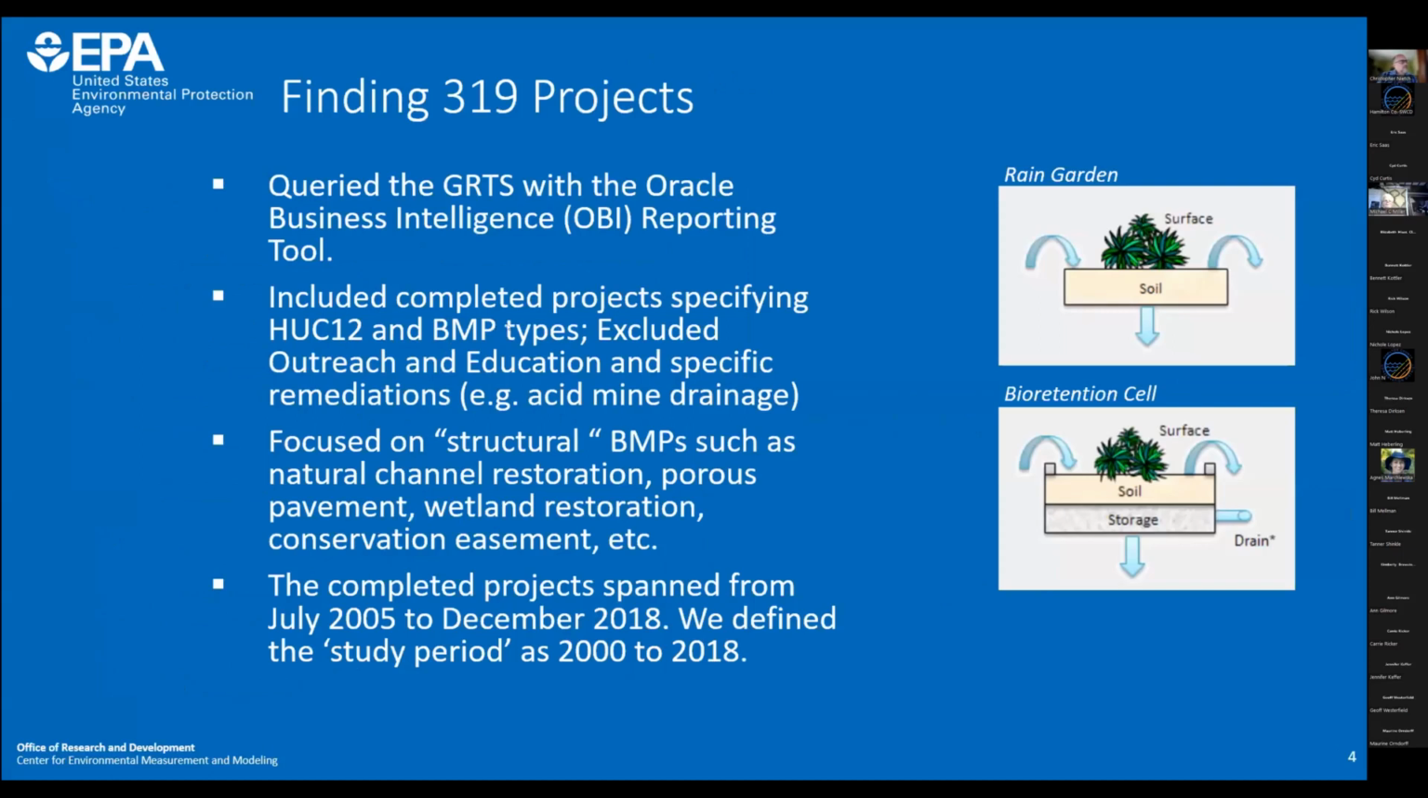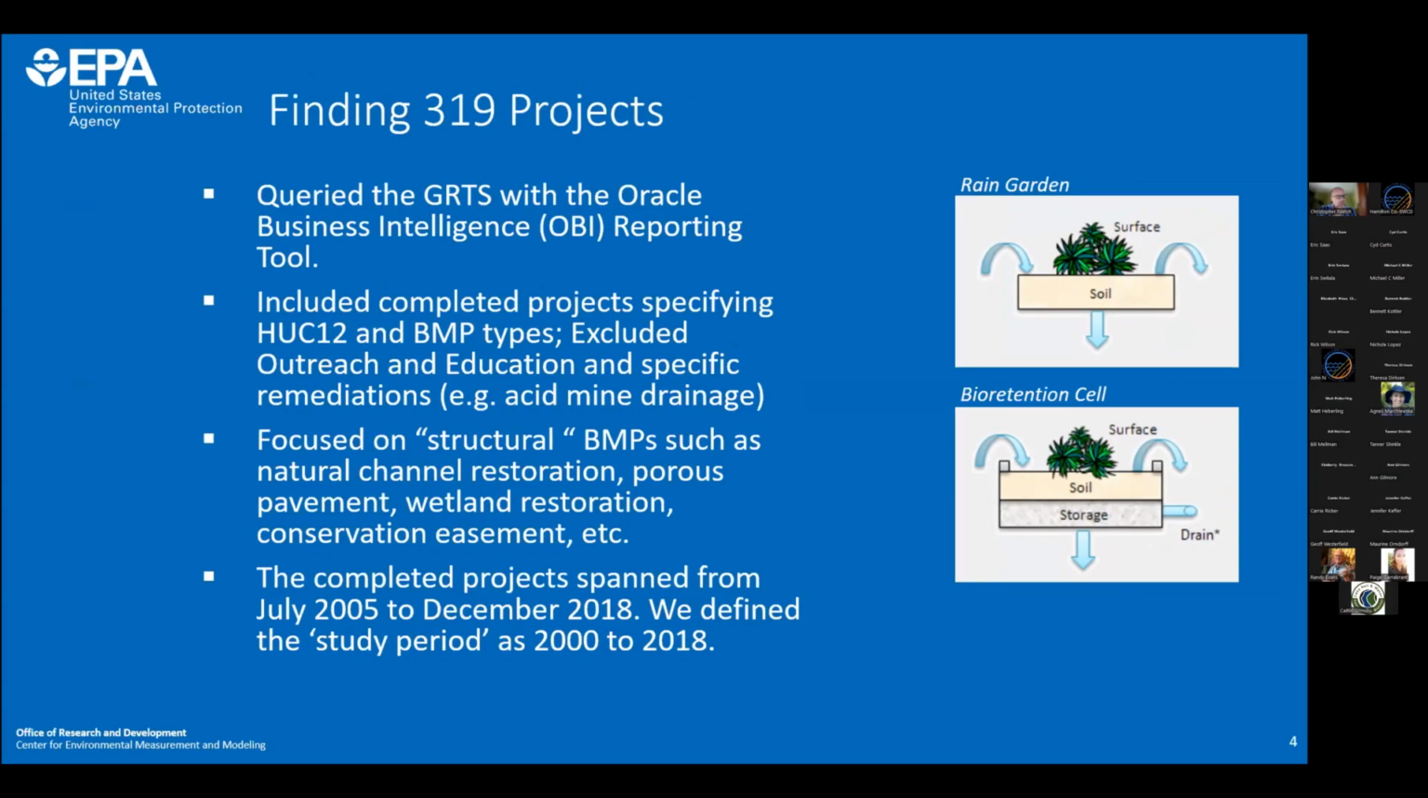So we queried the GRITs with the Oracle Business Intelligence, or OBI, reporting tool. We included completed projects specifying HUC 12s and BMP types, and we excluded outreach and education from those BMP types. And we also specifically excluded certain types of remediation actions like acid mine drainage. We focused on structural BMPs such as natural channel restoration, porous pavement, wetland restoration, conservation easements, etc. The completed projects spanned from July 2005 to December 2018, and we defined the study period as 2000 to 2018 to coincide with the mostly continuous time series data from the river monitoring station.